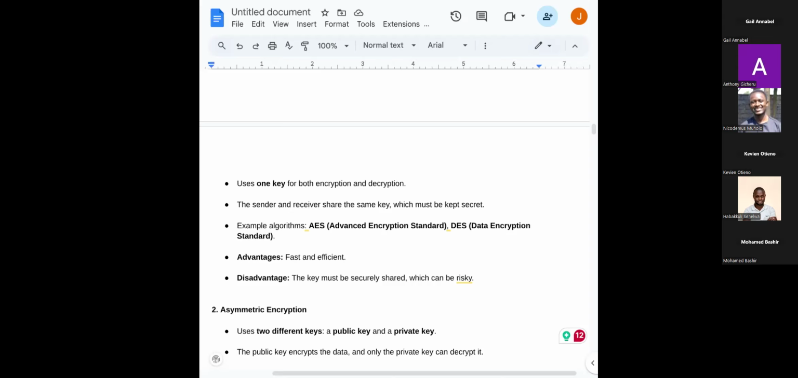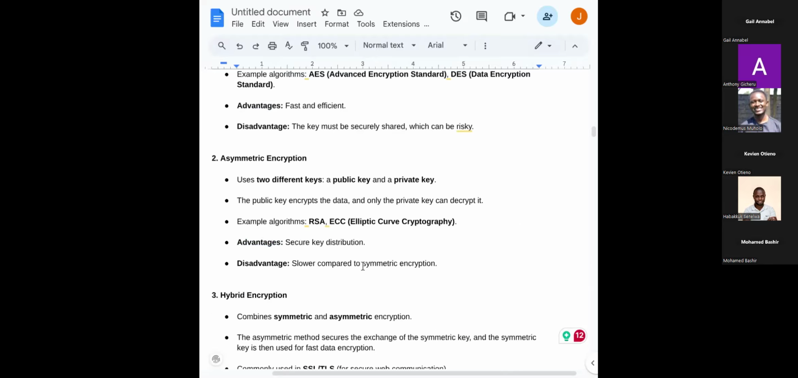So for me to send you a message on this chat, for me to be able to give you my key, I need to ensure that, number one, no one else outside of this meeting can access the key. Only you, the people in this meeting, can access it. So there comes an issue of security of the key.